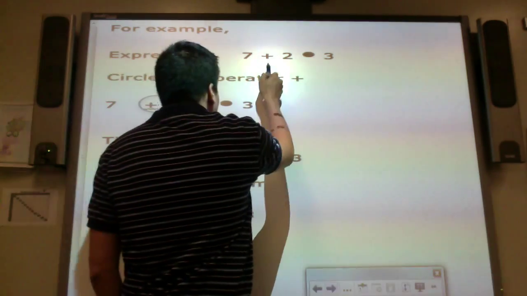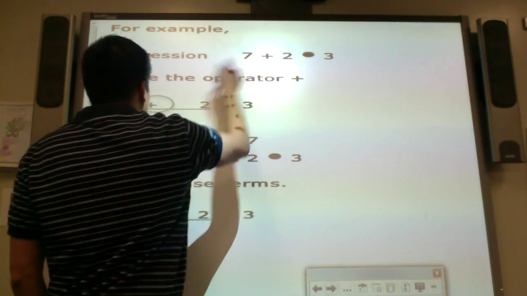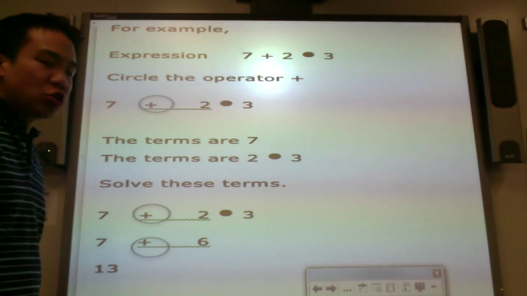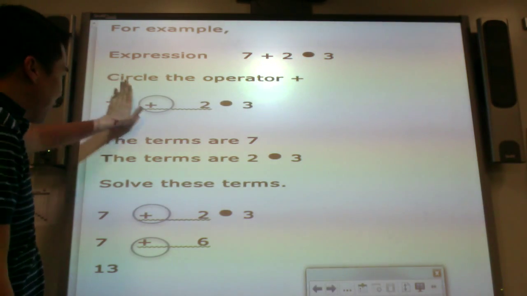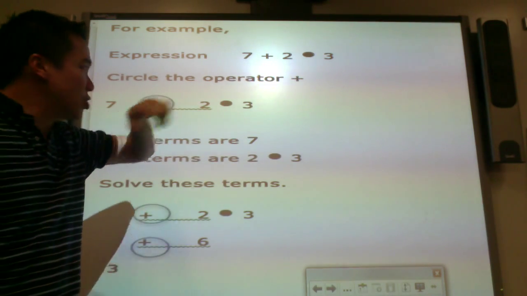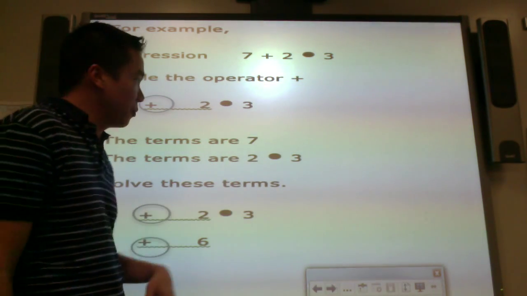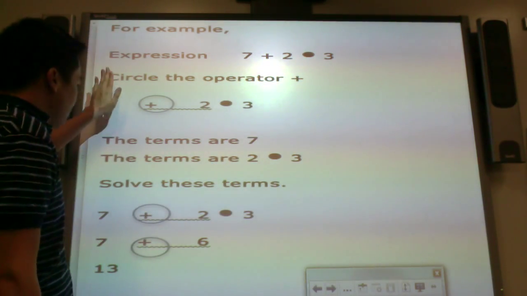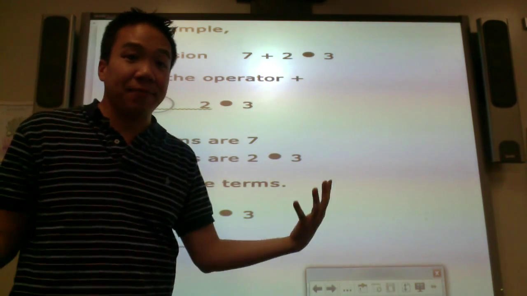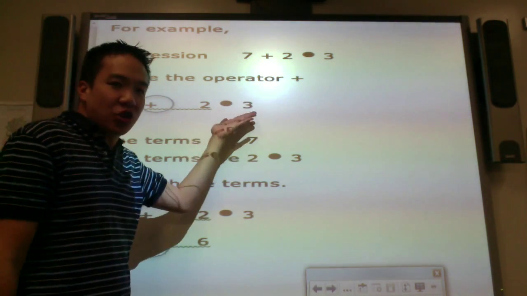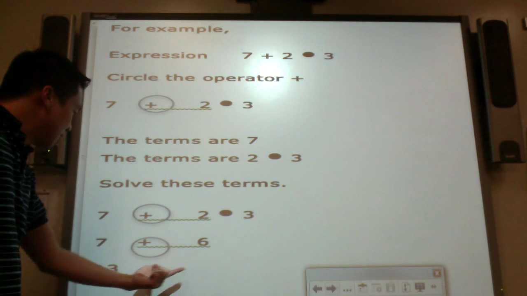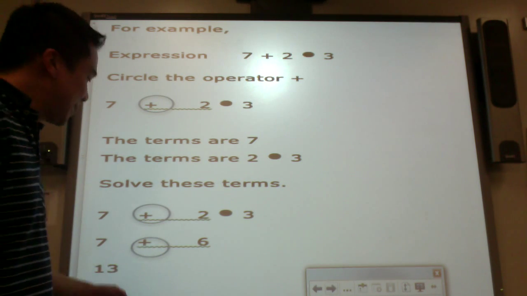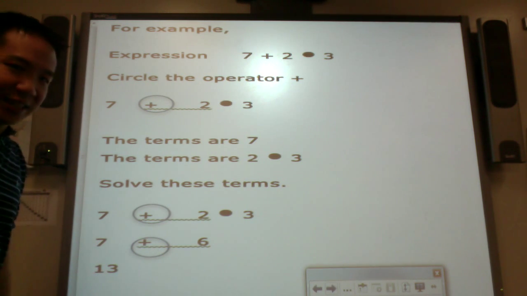I see the plus, so I circle it. So I separate it into 2 terms. The first term is 7. The second term is 2 times 3. So I solved for the first term, 7. I solved for the second term, 2 times 3 is 6. So together, 7 plus 6 is 13.